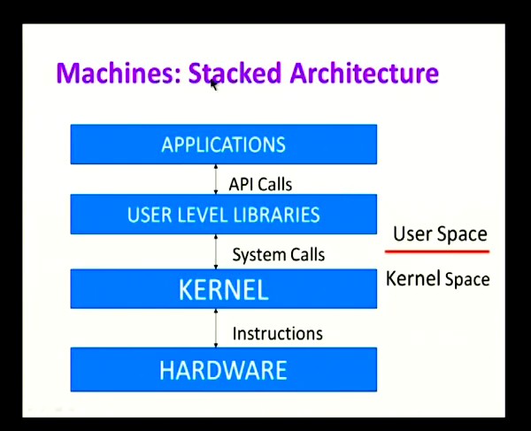Now, the same thing is given in the form of a stacked architecture. We have the kernel space. The kernel is the core part of the operating system, as everybody knows. The kernel space has different system calls as well as various machine level instructions included in it. Then you have the user space. The user space has the user level libraries and the various applications.